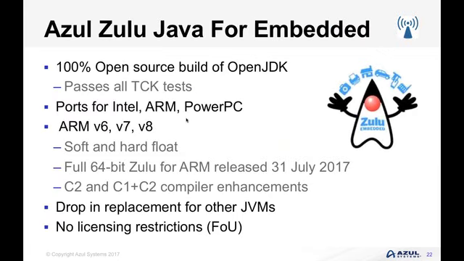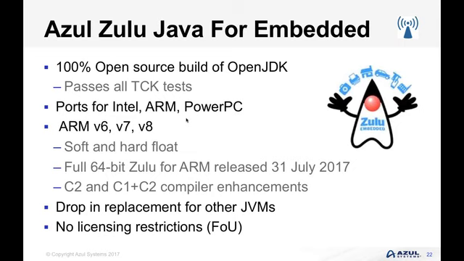So if we look at Zulu for Embedded, what we do is take the OpenJDK source code. Now, OpenJDK is the open source reference implementation for the JDK. It's the reference implementation for the Java SE standard that's defined by the Java Community Process through specific JSRs. What we do is we take that and build it into binary distributions, and that will pass all of the TCK tests. The technology compatibility kit guarantees that everything in that binary distribution conforms to the Java standard.